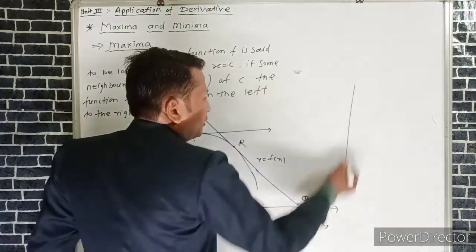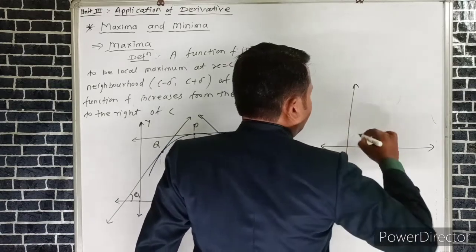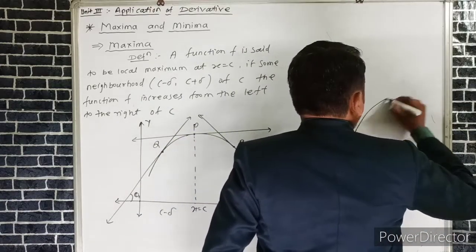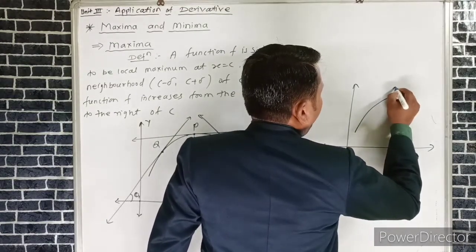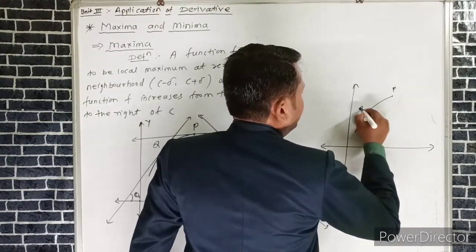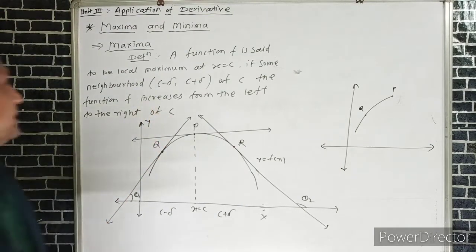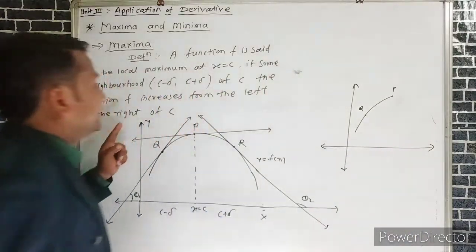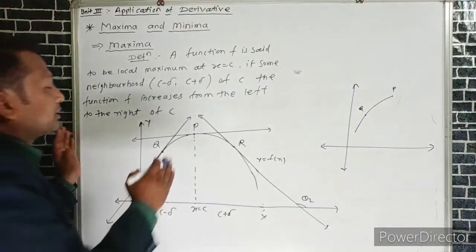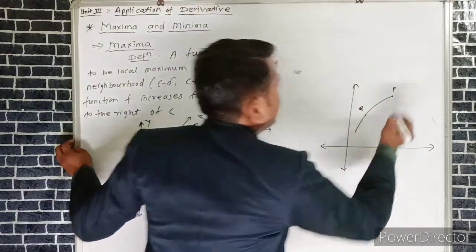On the coordinate axis, the curve goes up from point Q to point P, so the function increases from the left to the right of C, which is called maxima.